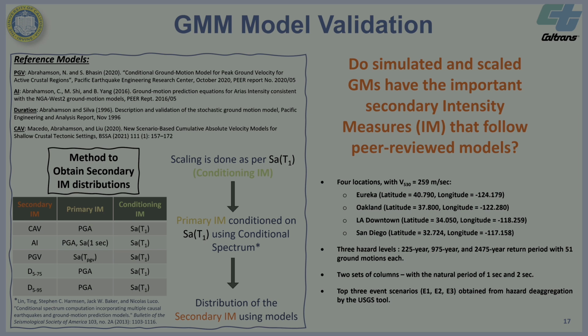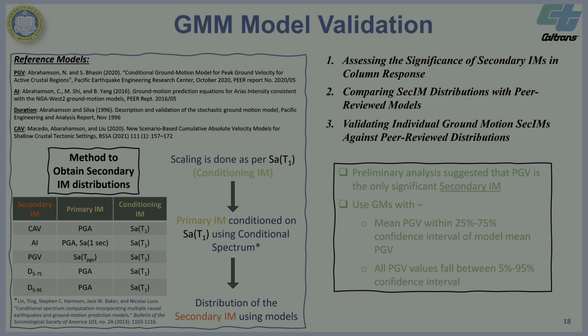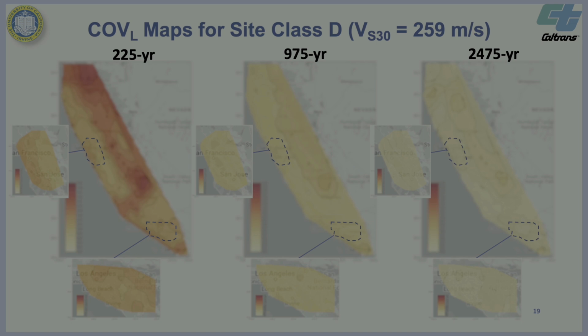So we have done some validation for 4 different locations with 3 different hazard levels. We have identified that the parameter that is important to ensure is well represented is PGV. We are making sure that the PGV of each one of those sets, the 51 ground motions for each one of the hazard levels, for each one of the events in the return periods that I just mentioned, not only matches in median, between 25% and 75%, but also covers the range between 5% and 95% of possibility.